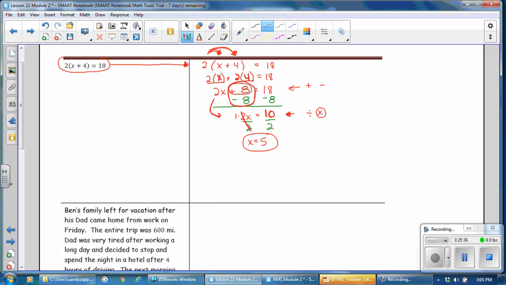We could also check to make sure that's right by putting it back into the equation to see if it works. So here, 5 plus 4 is 9, and 2 groups of 9 is 18. So we have 18 on the left side of the equation and 18 on the right side of the equation. So we have proven that the correct answer is 5.